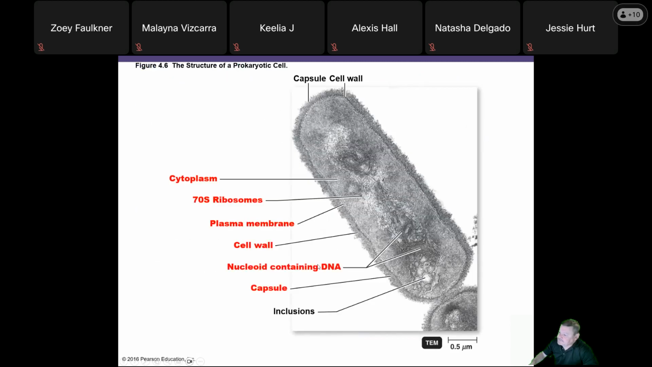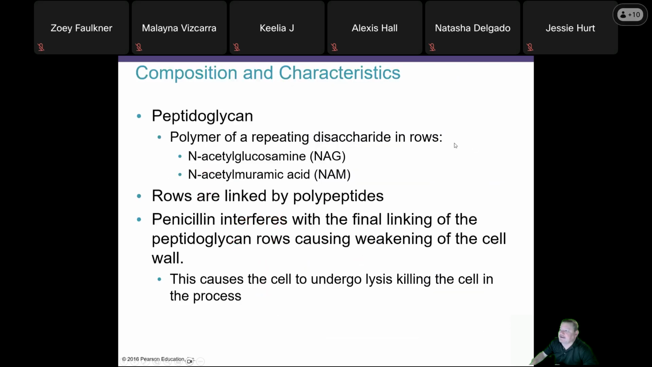All right, so this is just a generalized bacteria cell again. Peptidoglycan is a polymer of repeating rows of NAG and NAM, all right? N-acetylglucosamine and N-acetylmuramic acid are the two, but we call them NAG and NAM for short. And these are linked by polypeptides, and penicillin interferes with that final linking of the peptidoglycan rows, and that weakens the cell wall. And then that causes the cell to undergo lysis, and it helps kill the cell.